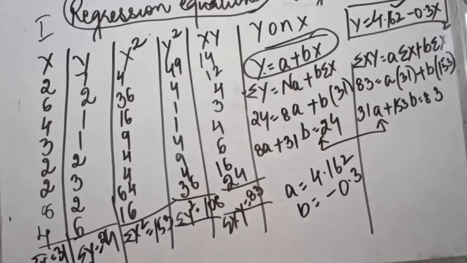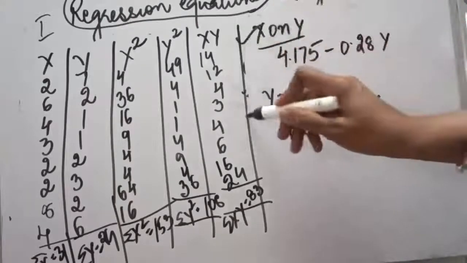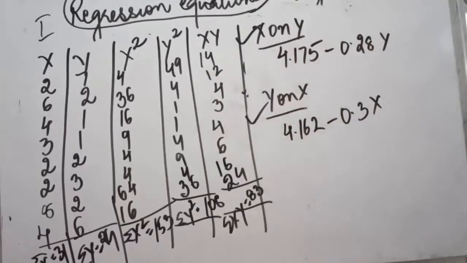So in the last, you will simply write the first answer we have got and the second answer we have got. Your answer will be in the form of these equations. This is how you will show the answer. This is our first equation. This is our second equation. So this was our first method, calculation of regression equations through normal equations.